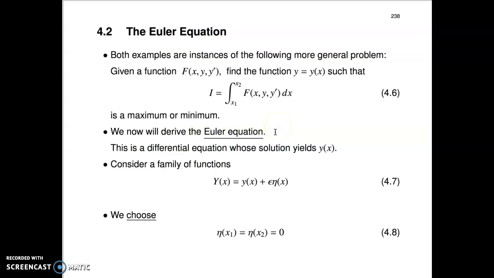So what we're going to do, as we said, is to derive something called the Euler equation. The Euler equation is a differential equation, and the differential equation has a solution, y of x, which is the same function which is the answer to this problem here, namely, what is the function which minimizes or maximizes this integral? Okay? So we're looking for an unknown function here, but that's exactly the same thing you are looking for in a differential equation. You're told this function satisfies an equation, determine what that function is. Okay.